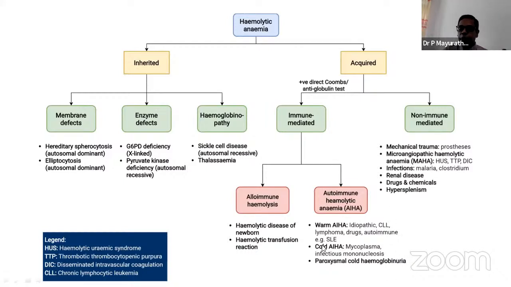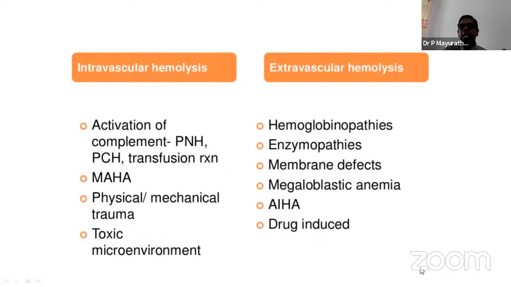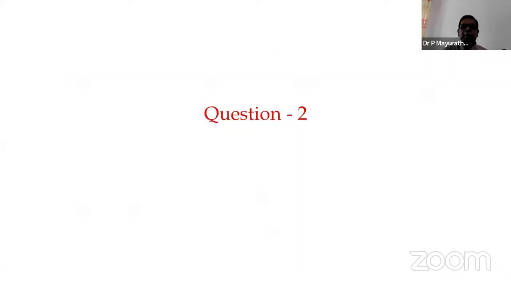And you may come across patients like this. These are not very, very rare conditions. So at least in the medical wards, we come across this kind of patients, maybe 1 or 2 patients every month. So this is the basic classification of hemolytic anemia. Then again, the hemolytic anemia could be intravascular and extravascular hemolysis, and these are the examples.